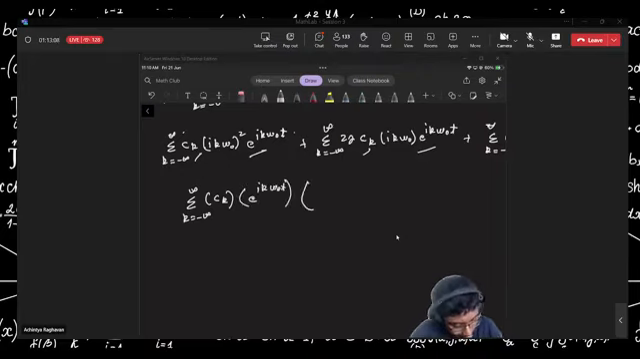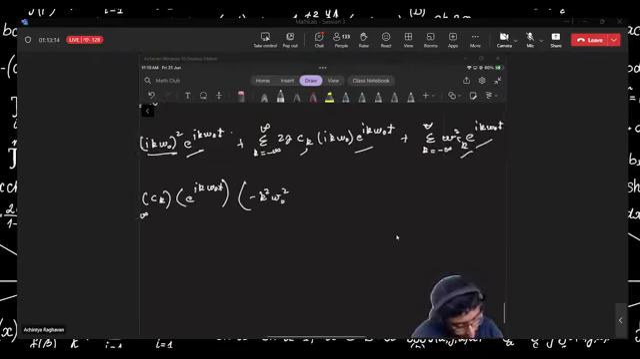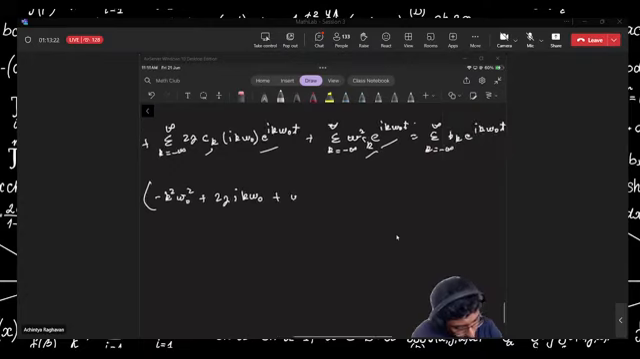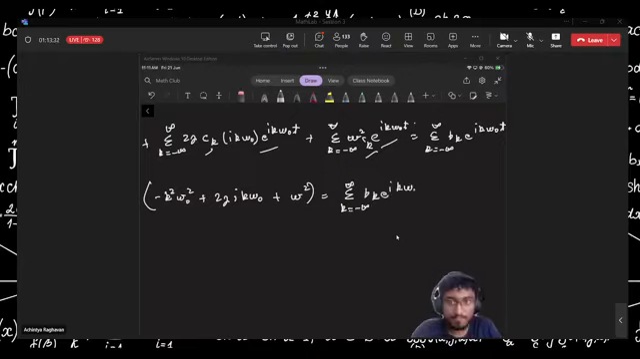And the remaining terms: this term is just minus k square omega naught square plus 2 gamma i k omega naught plus omega square, is equal to summation k going from minus infinity to infinity bk e power i k omega naught t. Right.